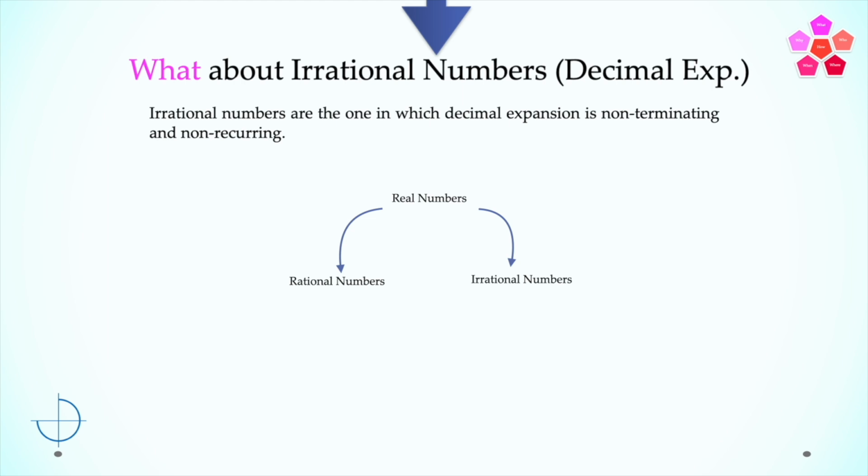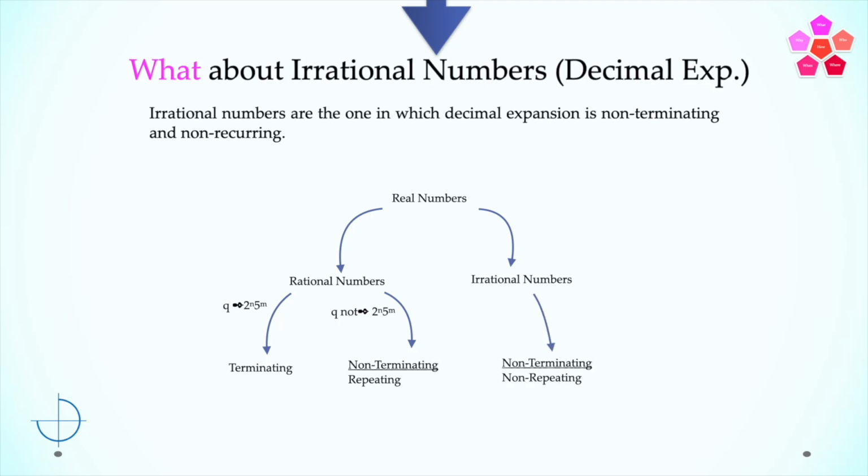The rational numbers of the form p by q, where prime factorization of q is of the form 2 raised to the power of n into 5 raised to the power of m, where n and m are non-negative integers, the decimal expansion is terminating. If the rational number is of the form p by q, where prime factorization of q is not of the form 2 raised to the power of n into 5 raised to the power of m, where n and m are non-negative integers, the decimal expansion is non-terminating but repeating. And for irrational numbers, the decimal expansion is non-terminating and non-repeating.